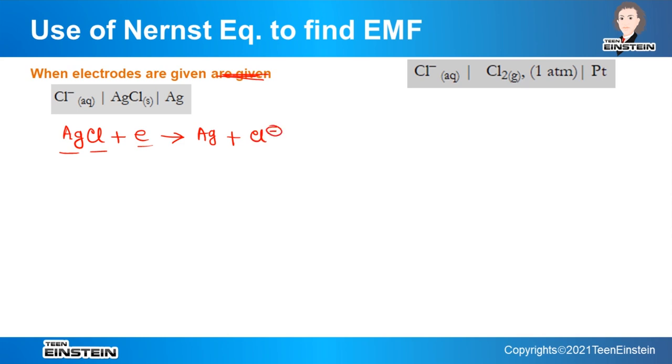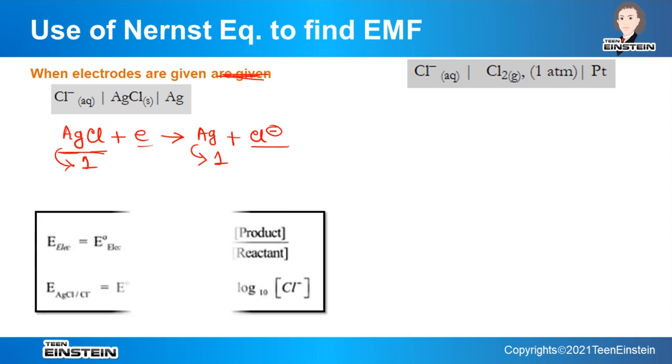So on the product side, what do we have? We have Ag0, neutral, that is metallic silver, and chloride, and on the left-hand side we have silver chloride and electron. So now for the Nernst equation, remember the concentration of AgCl will be considered as 1, the concentration of Ag will also be considered as 1. Only the concentration of Cl- will be there.